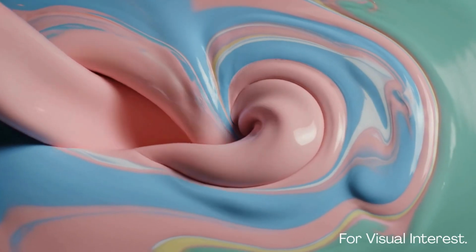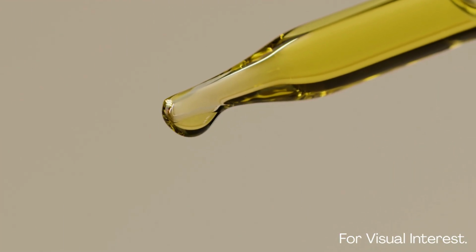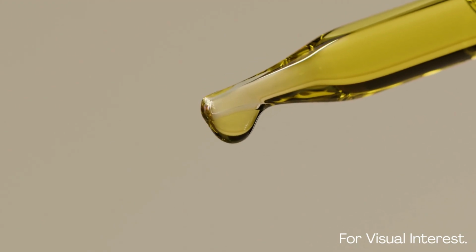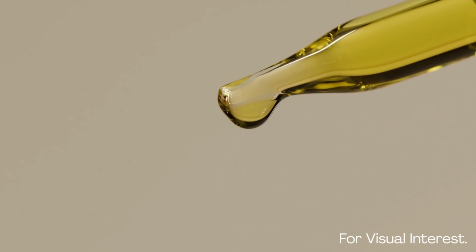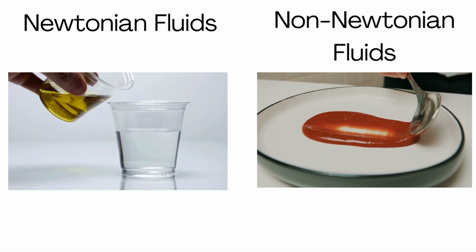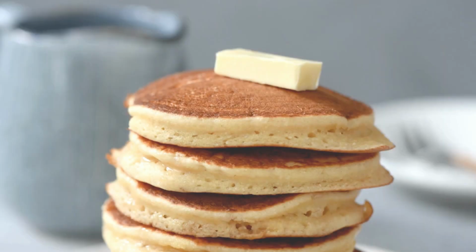When scientists observe a liquid, they describe its viscosity. Viscosity is a measure of how thick or runny a liquid is. It tells us how easily a liquid flows. There are 2 types of liquids: Newtonian fluids and non-Newtonian fluids. Most liquids are Newtonian fluids. How they flow depends on temperature.